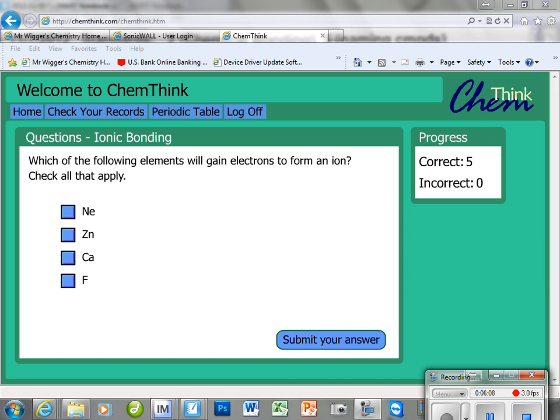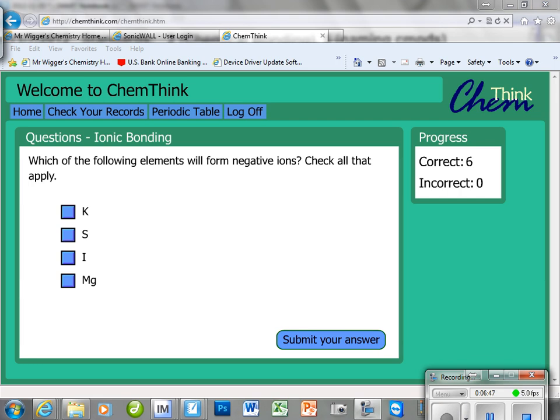Zinc is a metal, so he's not going to grab electrons. He's going to let them go. And calcium is a metal. He is also going to let electrons go. We want a gainer. Well, fluorine, the nonmetal element, is the most reactive element on the periodic table in the nonmetals because his electronegativity is the highest. So this guy's going to gain electrons, but he's the only one.